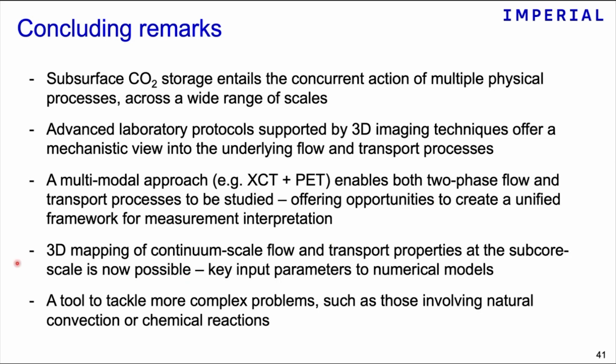Particularly, we are using this tool to provide three-dimensional mapping of important properties of flow and transport that can be used as key input parameters to numerical models and to develop more accurate reservoir models. And obviously, these are tools that can be used to tackle more complex problems. I mentioned still an open problem for us, which is the one involving natural convection, so these characteristic fingers, which we are now able to tackle, but also other problems where flow or transport is coupled with chemical reactions, which we have not considered yet.